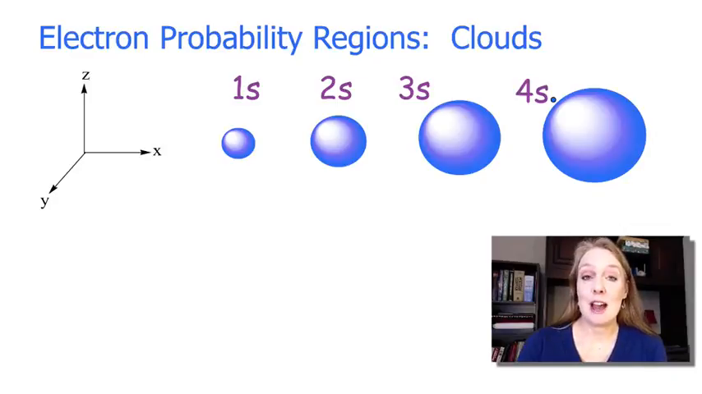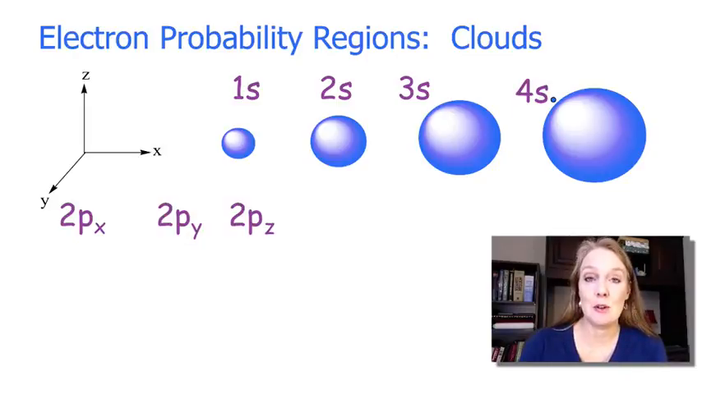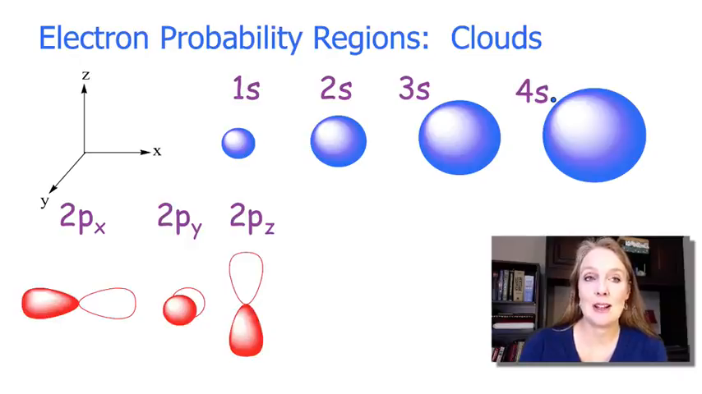Once the value for n is 2 or higher, then we can have more complicated shapes for the orbitals. An orbital, remember, is a place where the electron can spend its time. So for example, if n equals 2, we can have 3 different p orbitals. Each of those p orbitals has a different orientation, which you'll see today is described by ML.